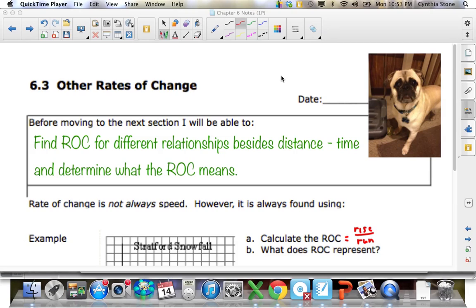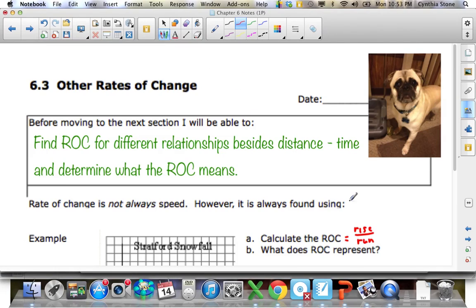So I said speed equals rise over run. Well, really rate of change equals rise over run, and that's important to know. And actually that's what I wanted to write right there. It is always found using rise over run. Okay? So we want to calculate the rate of change in this first example.